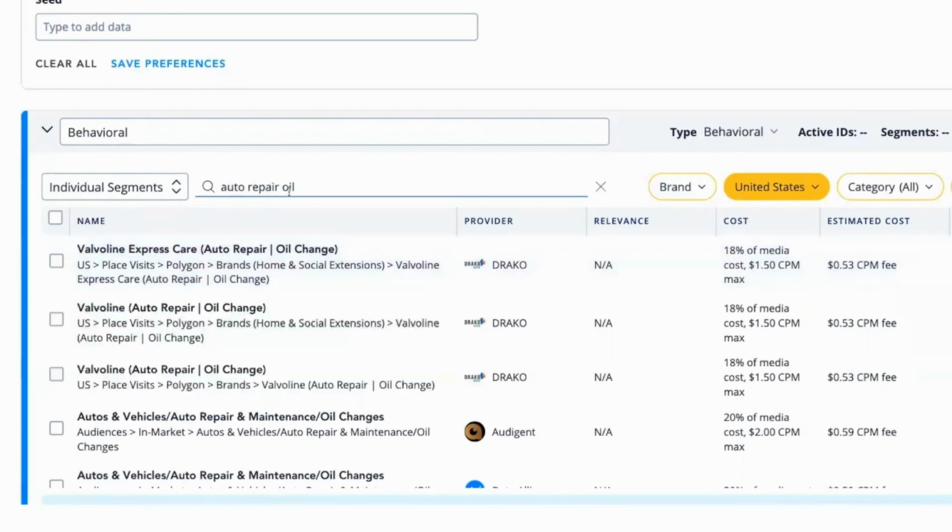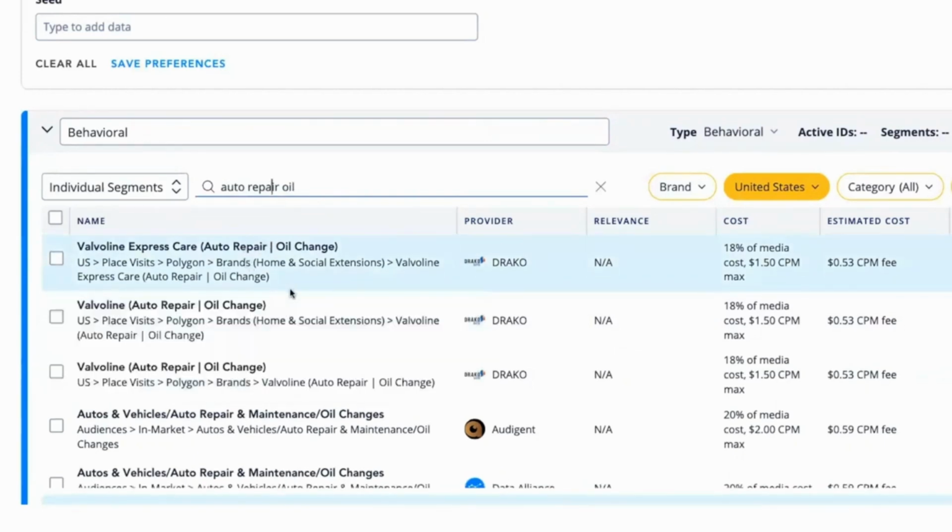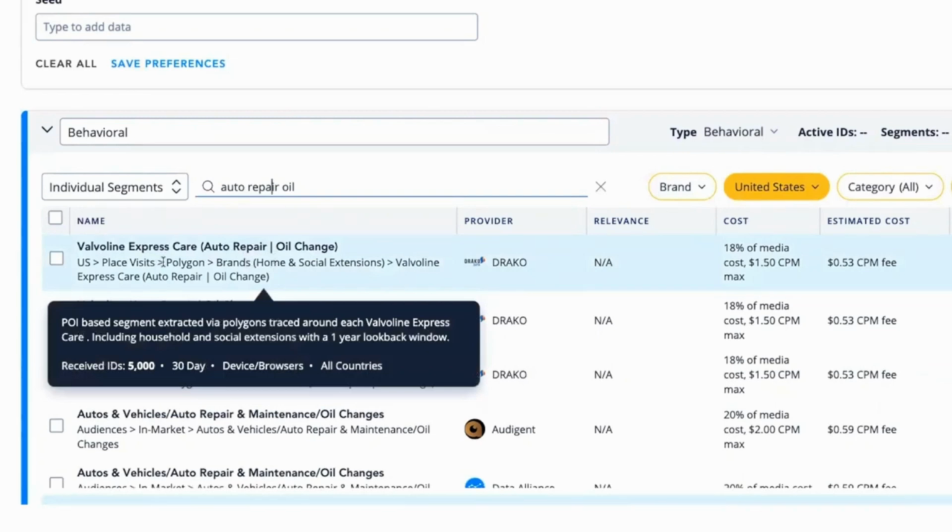So I put auto repair oil. It doesn't make sense, but it's okay. Again, you're trying to play with those keywords and look at your segments. And so you see a bunch of segments coming up. And the reason why I really like most DSPs, see how on your screen, the blue thing that popped up gives you more information about your segment.